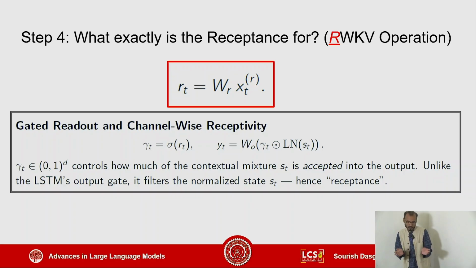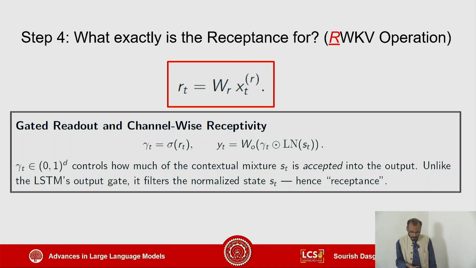In my equations, I've not shown all the 4 or 5 layer normalizations that happen in the entire architecture. I'm just showing you this most important one here. So you do a layer norm on the ST, and then you apply the gate on the ST. So what it means is that your final contextual embedding, which is YT in this case, to what extent should that be born out of ST? Which means what percentage of ST should you use to create YT?